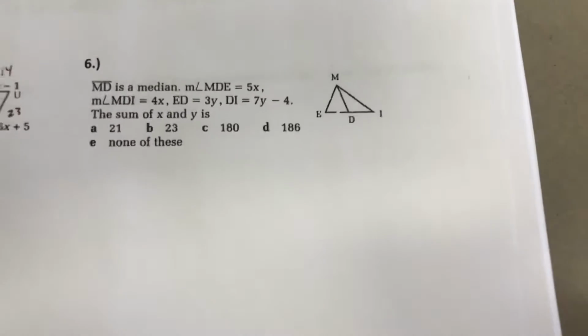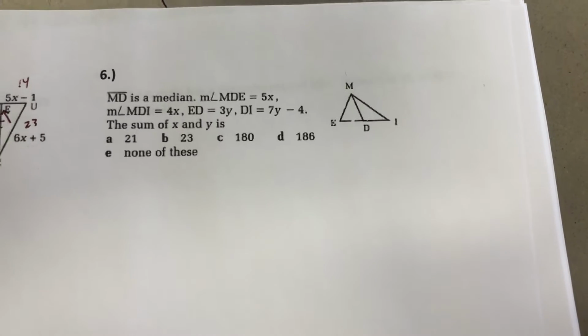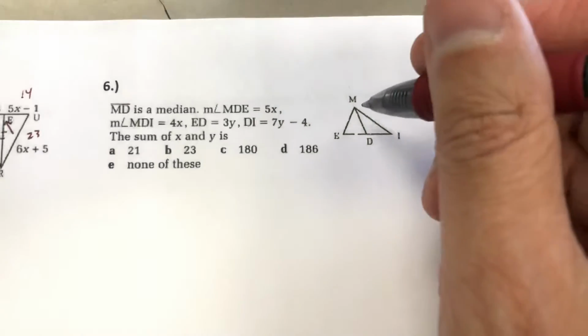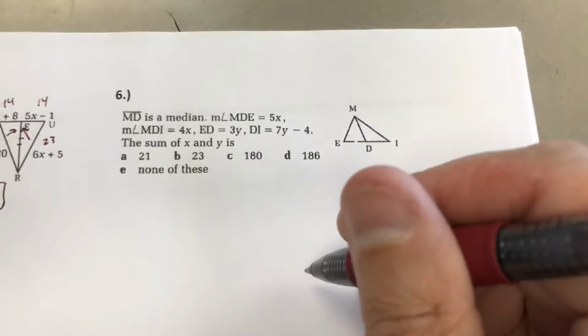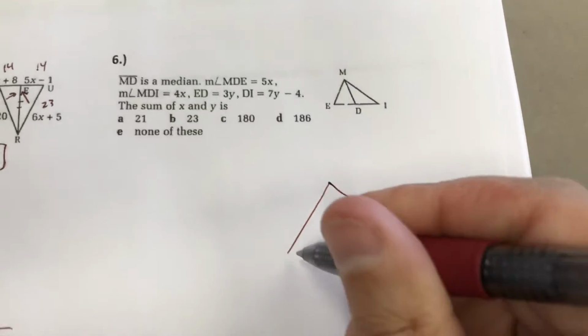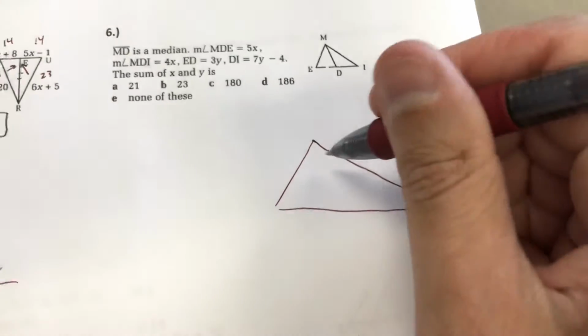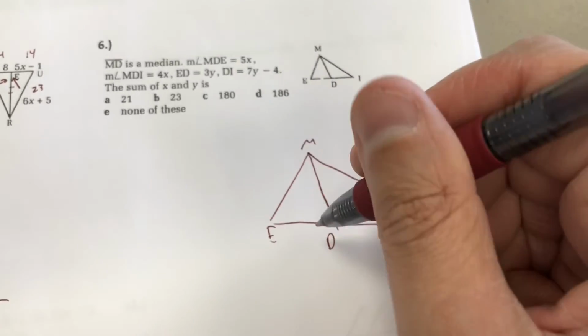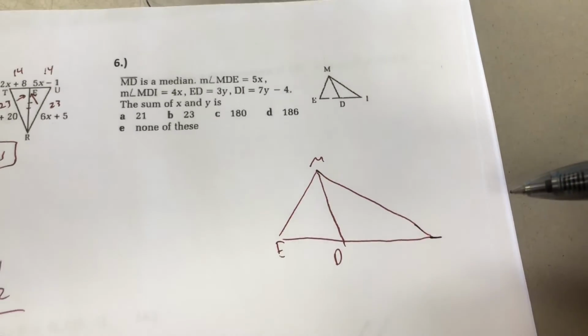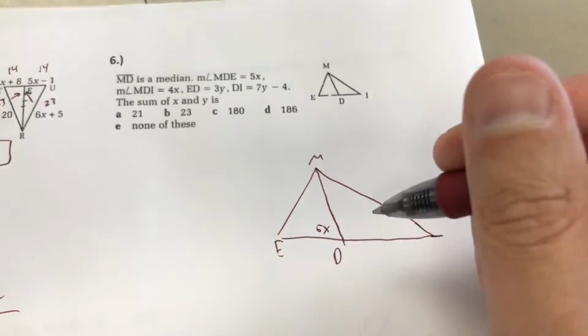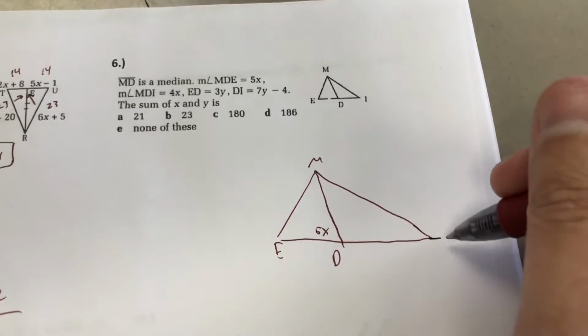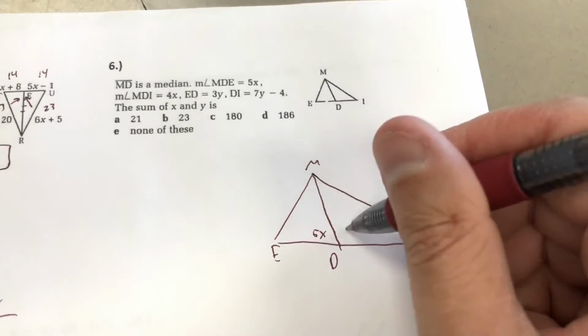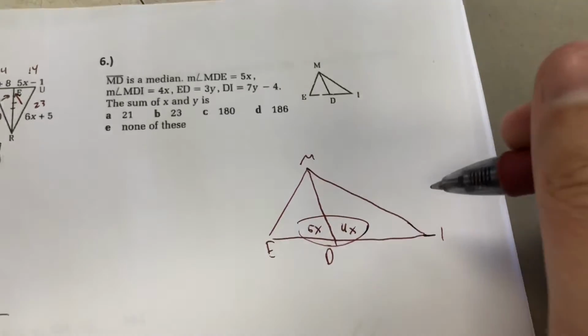Okay. Number 6, we have a median. They give us the measure of MDE, which is 5x. It's kind of a small diagram. Let's see if we can draw this again. All right. MDE here is 5x, and MDI is 4x. And already I'm seeing a straight angle there.